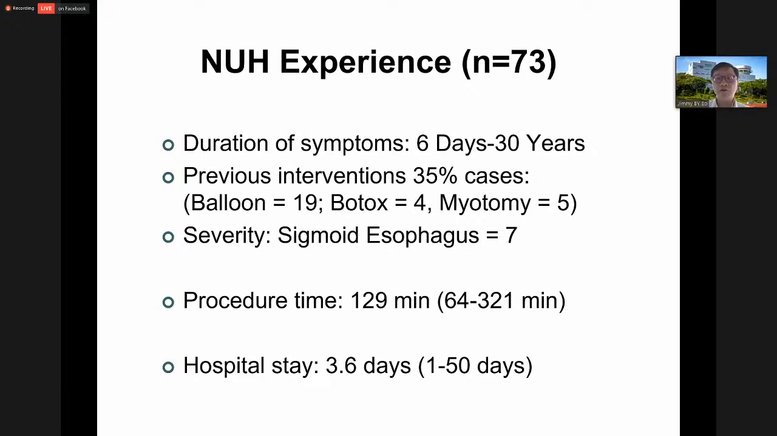We have about 7 patients with sigmoid esophagus. The average procedure time is about 129 minutes, and the median hospital stay is about 3.6 days.